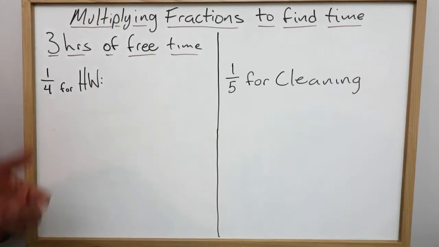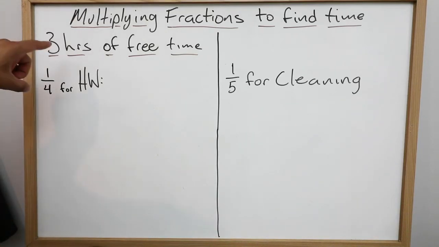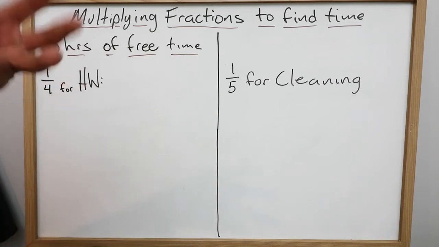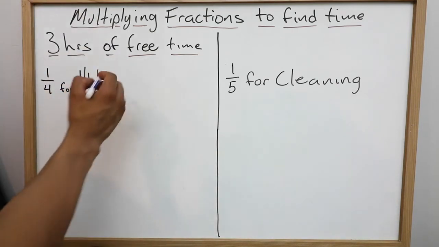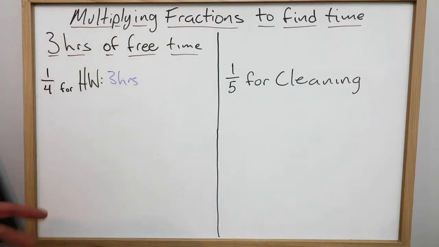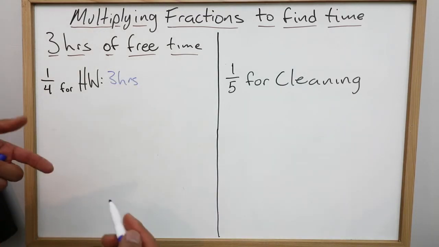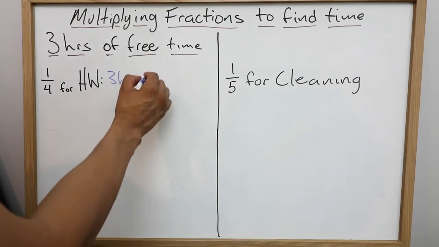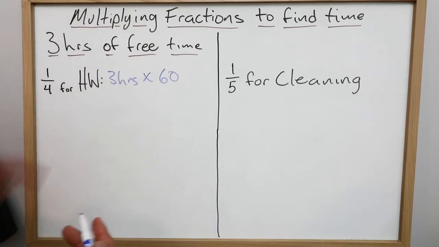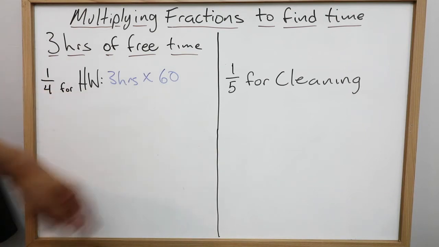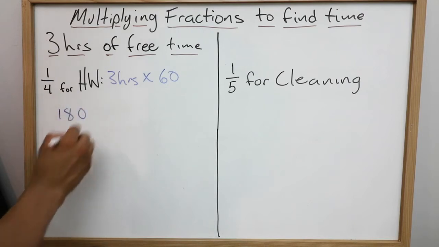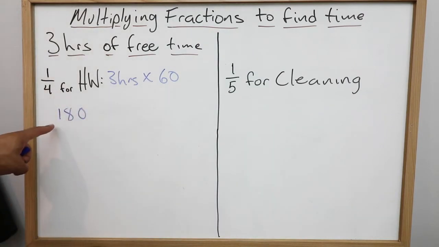Okay, so the first thing we're gonna do is we're gonna convert these 3 hours of free time into minutes. So we have 3 hours, and there are 60 minutes per hour, so I'm gonna multiply that by 60, and 3 times 60 equals 180. So that's 180 minutes.